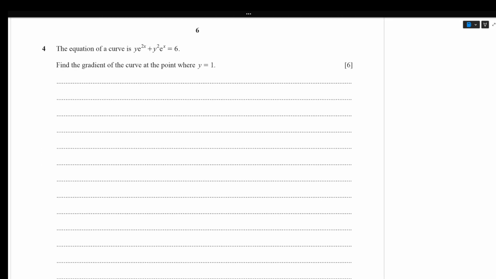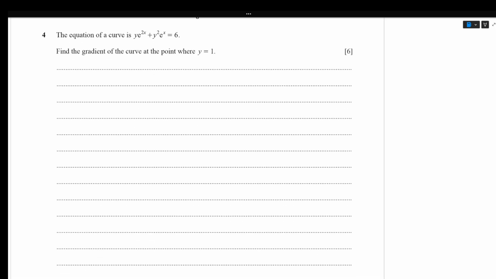Question 4. The equation of the curve is given and the gradient is asked at the point y is equal to 1. You still need the x coordinate of the point, so I'll just put y is equal to 1 in the equation. You have e to the 2x plus e to the x minus 6 is equal to 0.